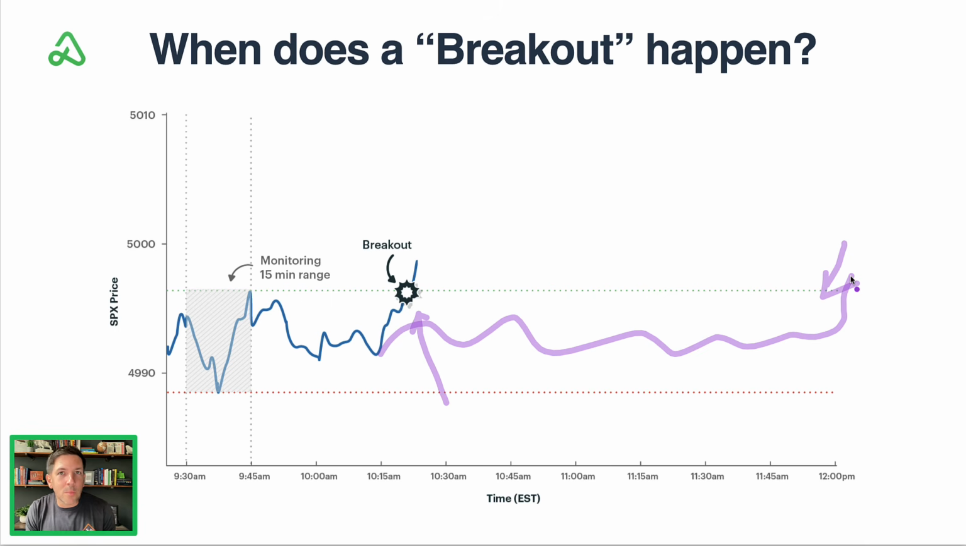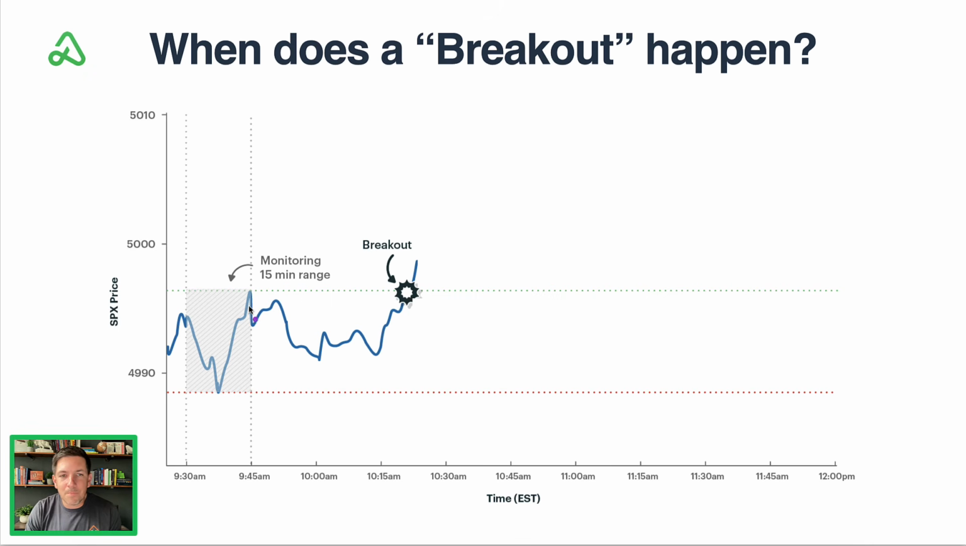But essentially, the breakout portion of it is you're waiting for the market to create a breakout above its opening range. And in this example, you can see, even though we're using the 15-minute range for monitoring that opening range, it wasn't until about 10:20 or so that it actually broke out and busted through that range.